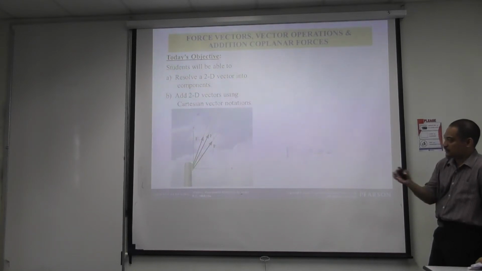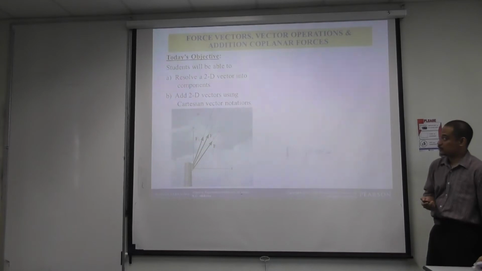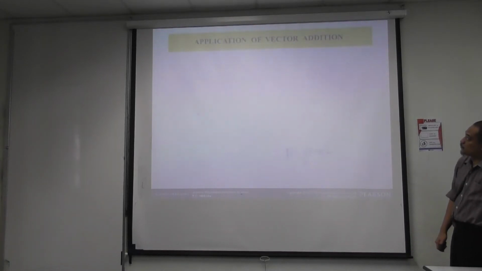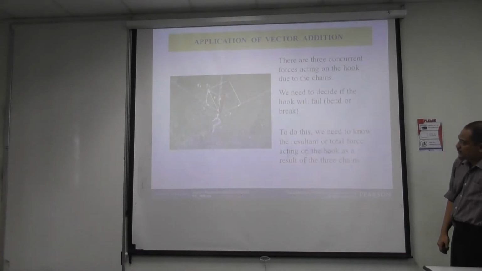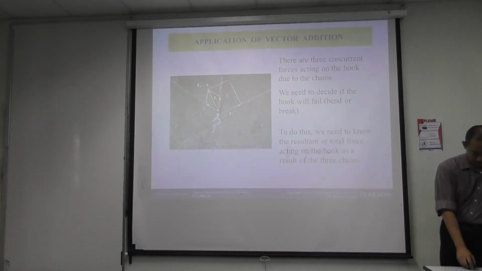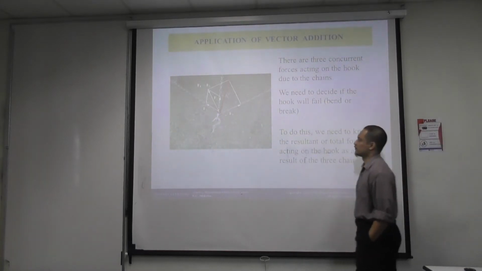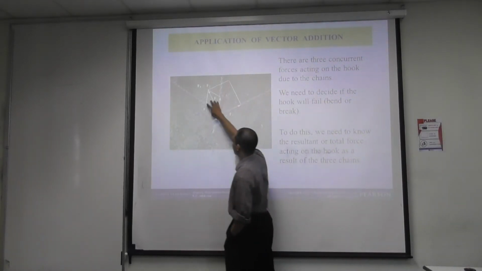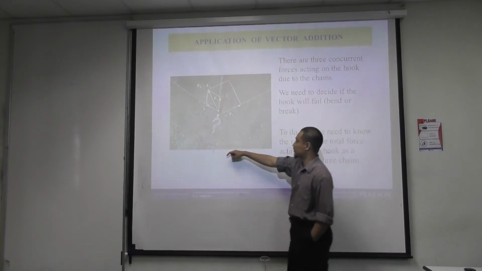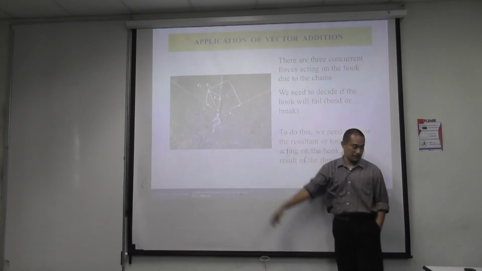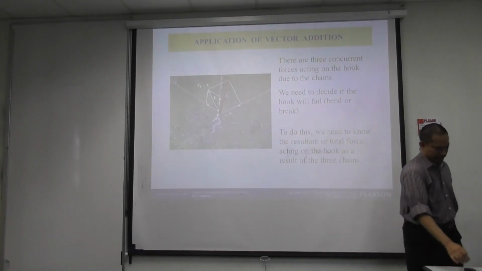In this part, we will deal with 2D, the 2-dimension and 3-dimension. We always start with 2-dimension. Now this is an example of why we apply vector. If you can see, there's several chains here, and a hook in the chain. If you want to know what is the force in each chain, etc.